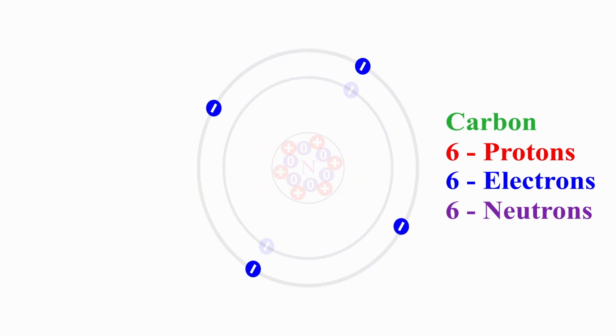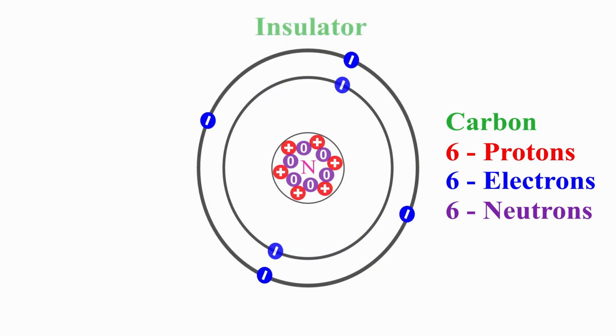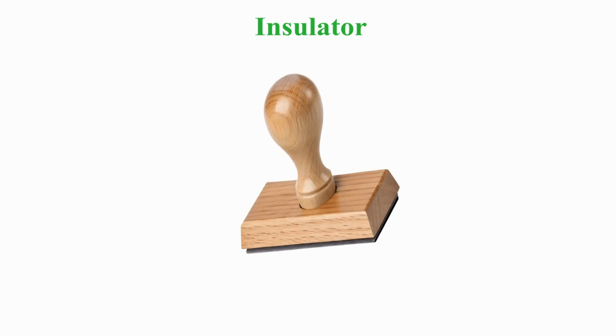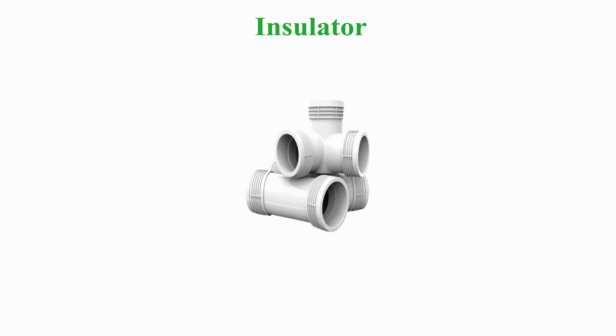4 electrons in the outermost shell of the carbon atom are tightly bonded, not allowing the flow of any electron from the outermost shell, making this carbon material an insulator. So, insulators are materials which do not allow free electrons to flow from the outermost shell of the atom. Examples of insulators are rubber, wood, PVC, etc.